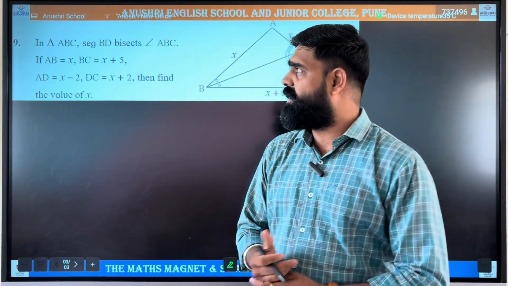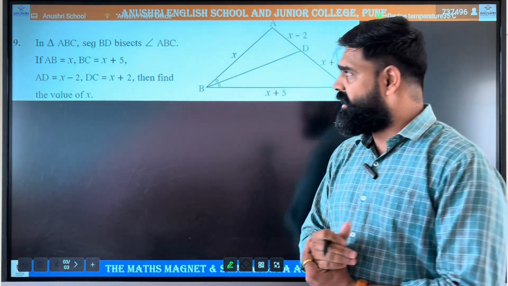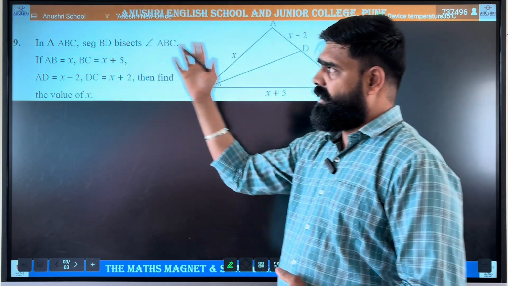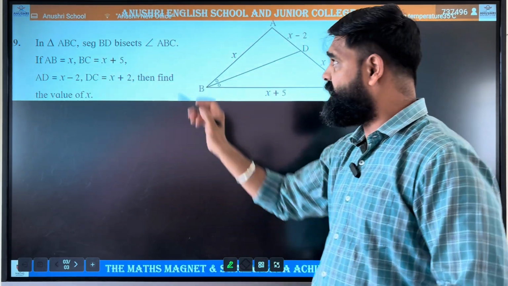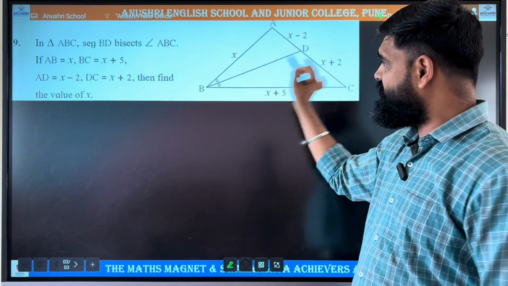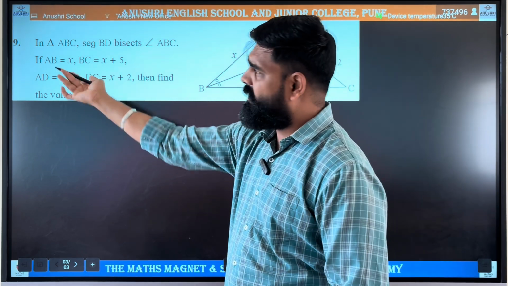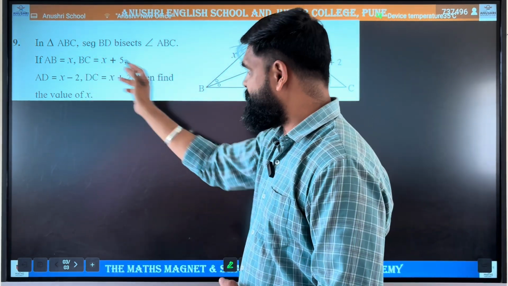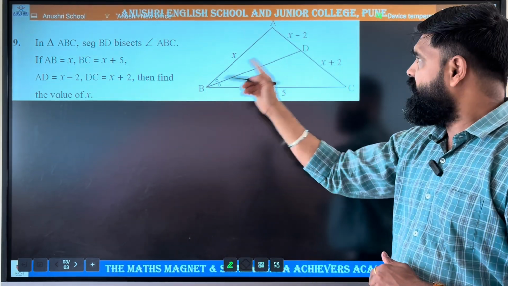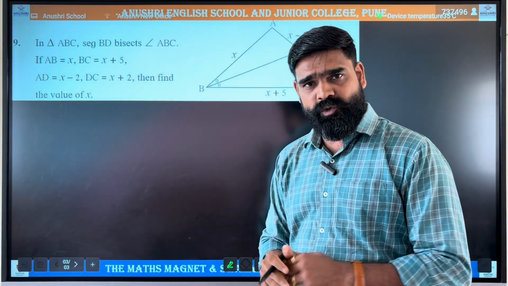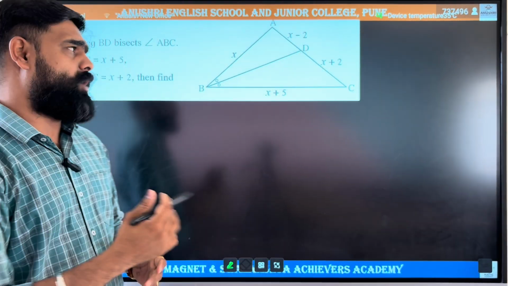Now we are going to solve question number 9 from problem set 1.2 of similarity. In this question, in triangle ABC, segment BD is bisecting angle ABC, and we have some measurements given. AB is x, BC is x plus 5, AD is x minus 2, and DC is x plus 2. We have to find the value of x here. So let us start to solve this question.